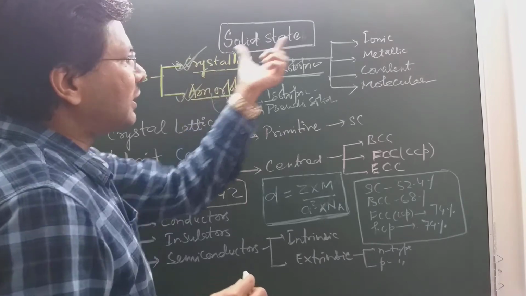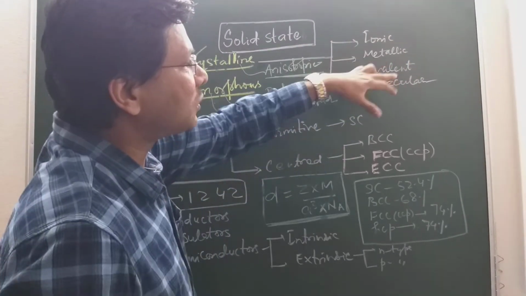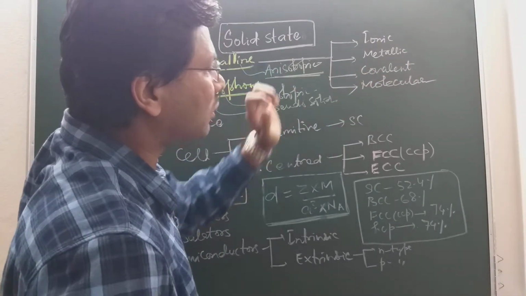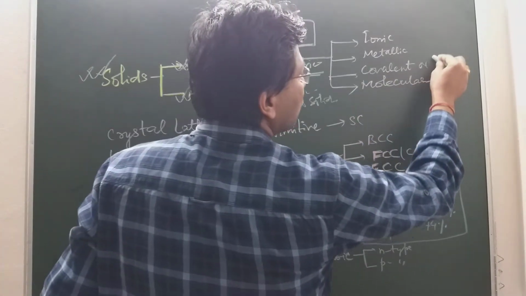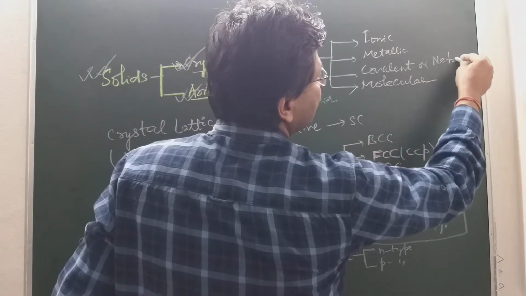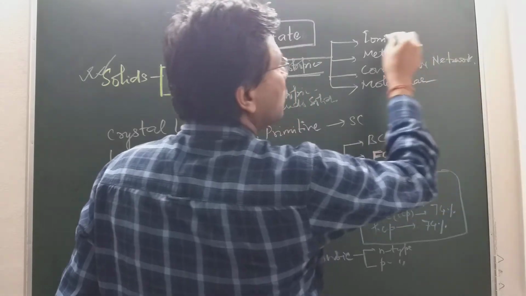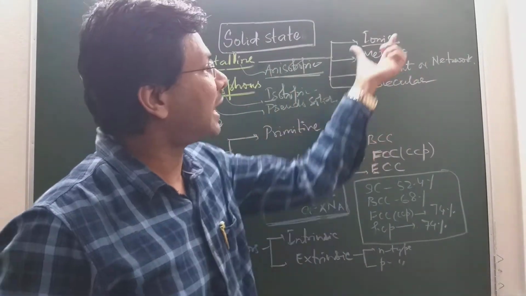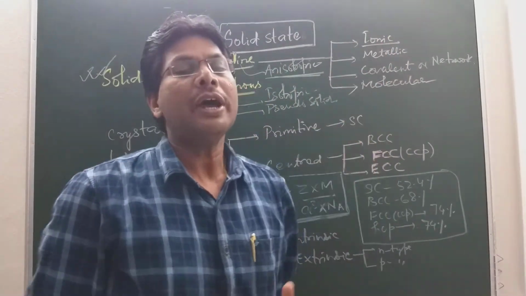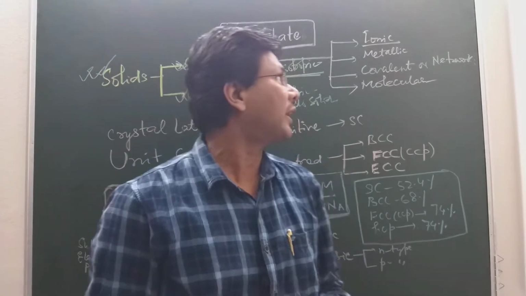Crystalline solids are further classified into 4 types: ionic solid, metallic solid, covalent solid, or molecular solid. Covalent solids are also known as network solids. In an ionic solid, the constituent particles are ions. They are held together by Coulombic force of attraction.